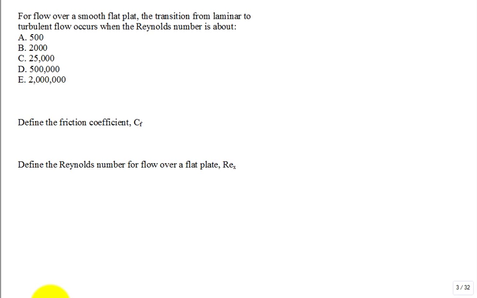Flow over a smooth flat plate. The number to be remembered is half a million. What is the definition of the friction coefficient, C sub F? Now, C sub F, you could talk about a local friction coefficient. That would be the shear stress at the surface at some location divided by 1/2 rho V squared, the dynamic pressure.